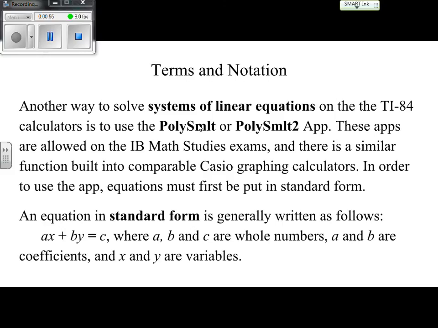Last time we looked at a way to solve a system of linear equations using a graphical method on the TI-84 graphing calculator. And this time we'll be using something known as the PolySmlt, or on a newer calculator it would be called the PolySmlt 2 app.